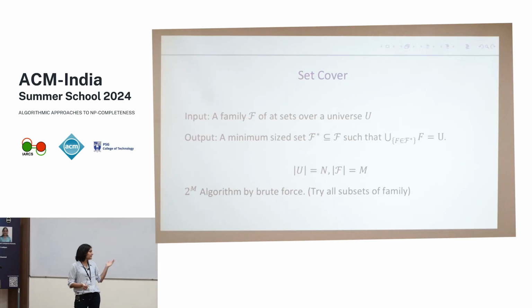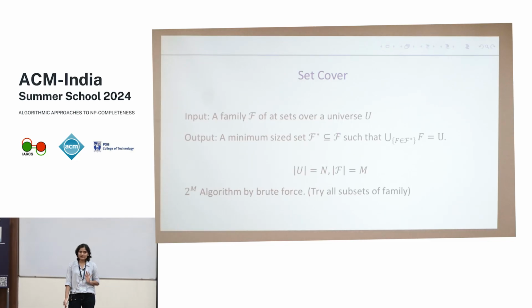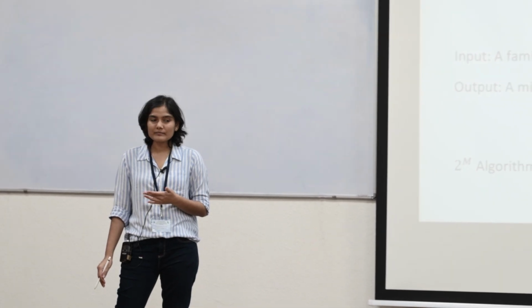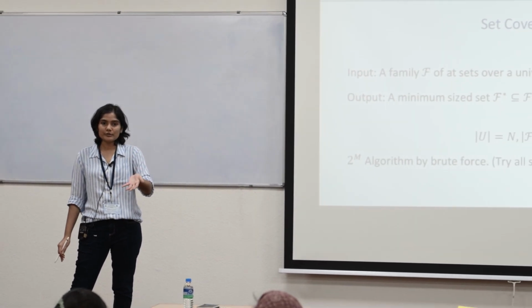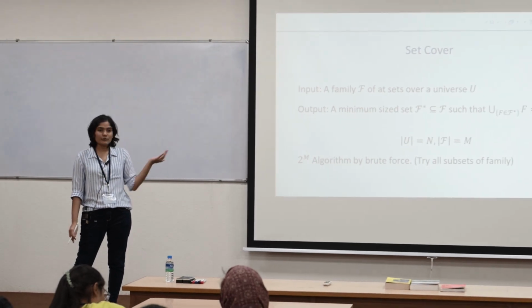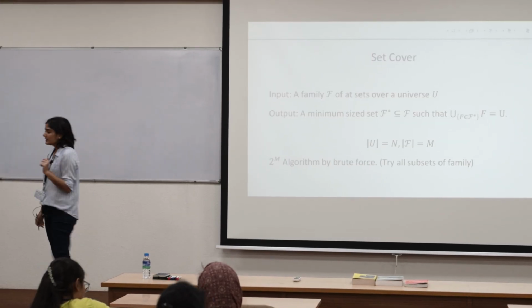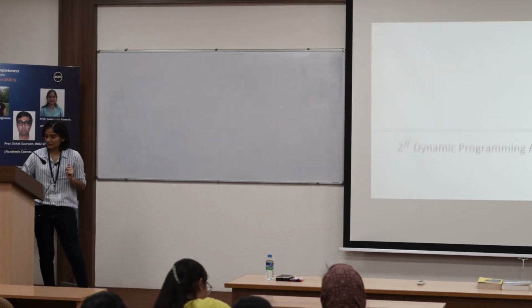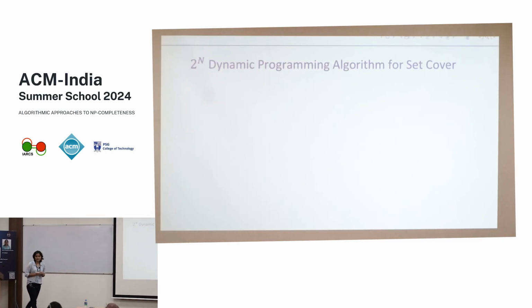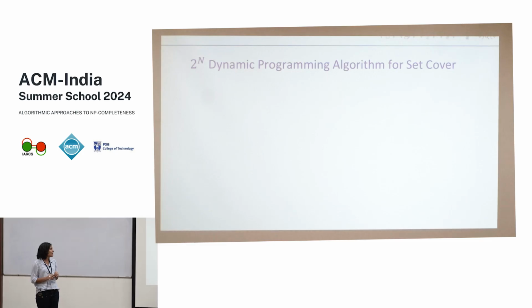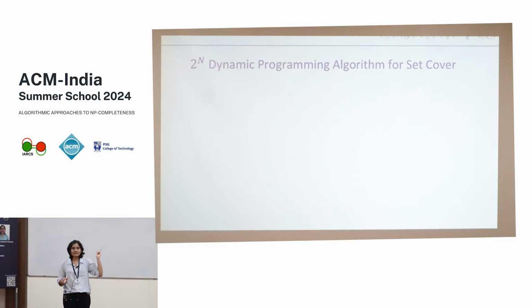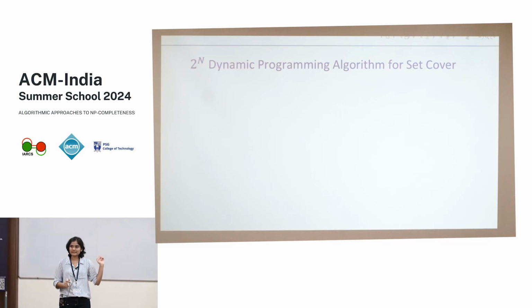And again, if n is the universe size and m is the family size, then 2 power m is very trivial: just try all possible subsets of the family. One of them should be minimum and should cover the whole universe. But the other day, I also gave you a dynamic programming algorithm for set cover, which does not have the family size in the exponent, but has 2 power the universe size. So we saw a 2 power n dynamic programming algorithm for set cover, right?